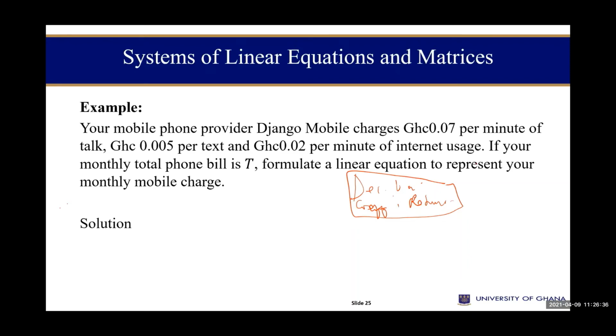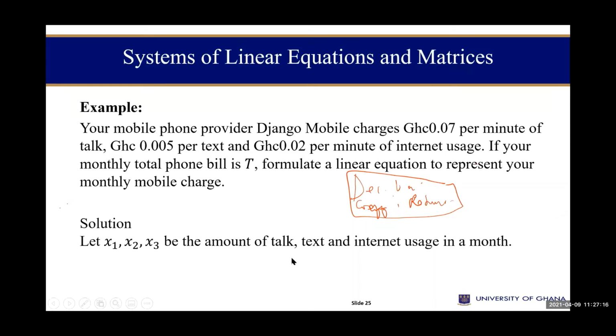X1 will be what? It is not talk. I just explained. Don't say talk. X1 will be what? Per minute of talk. So X1 will be the amount of talk per minute. X2 will be what? Amount of text, per text. X3 will be what? Amount of internet usage. You see? Good. So let's see this.